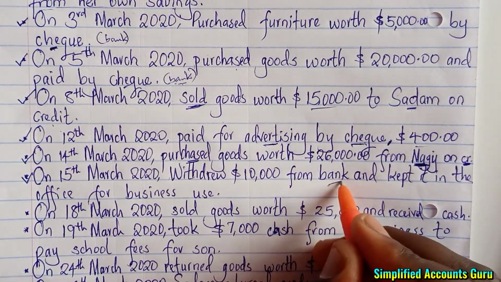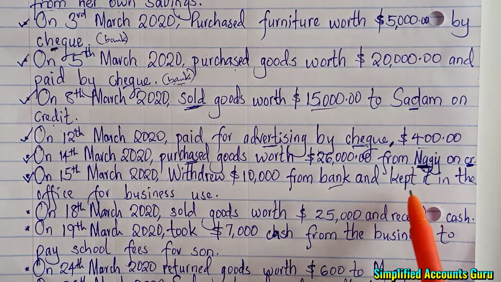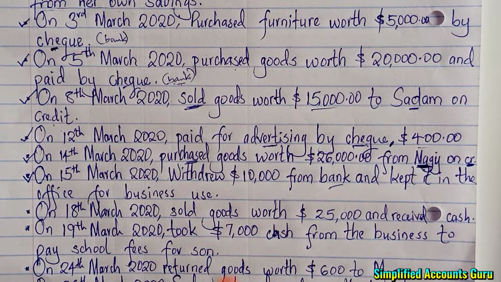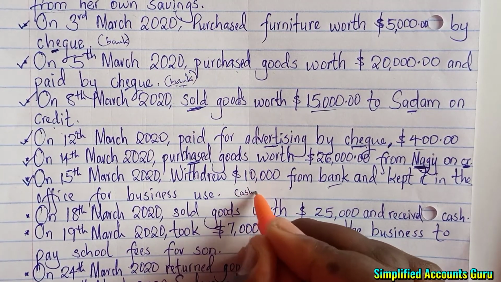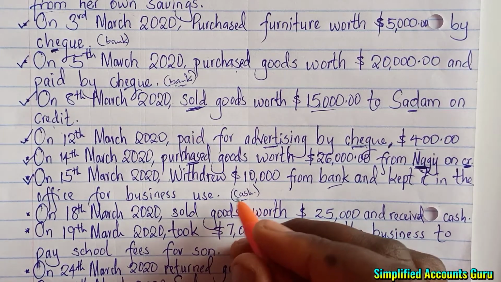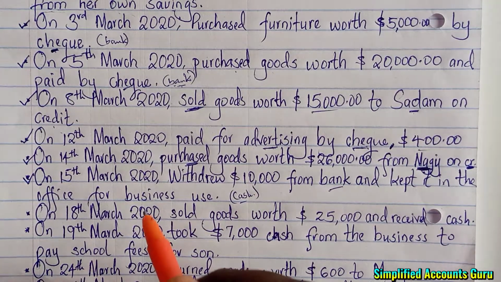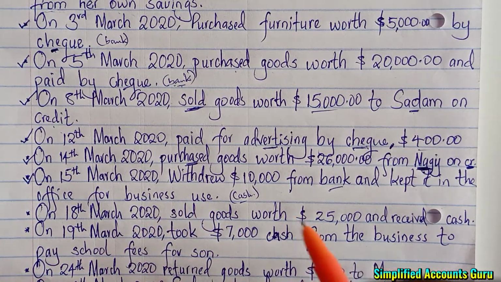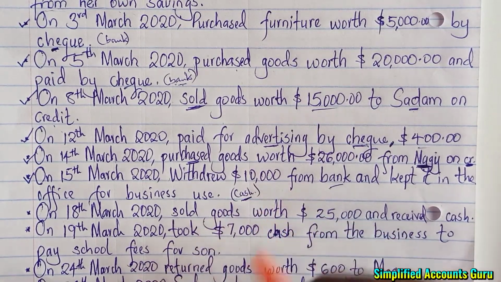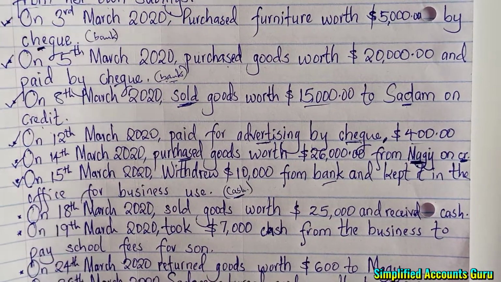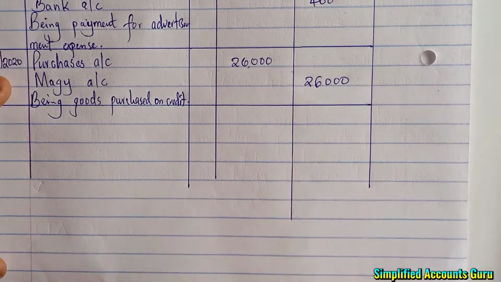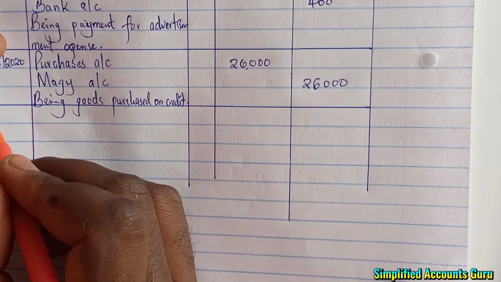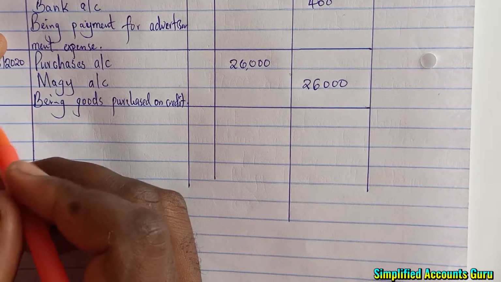We have the bank, and we have cash, kept in the office for business use. So that one is cash at hand. We are saying we take this one to cash. Why? We are being told that it is the money that is kept is meant for business use. Therefore, we just say that one is cash at hand. We said when assets are increased, if you can remember, we have to debit. When assets decrease, we need to credit.